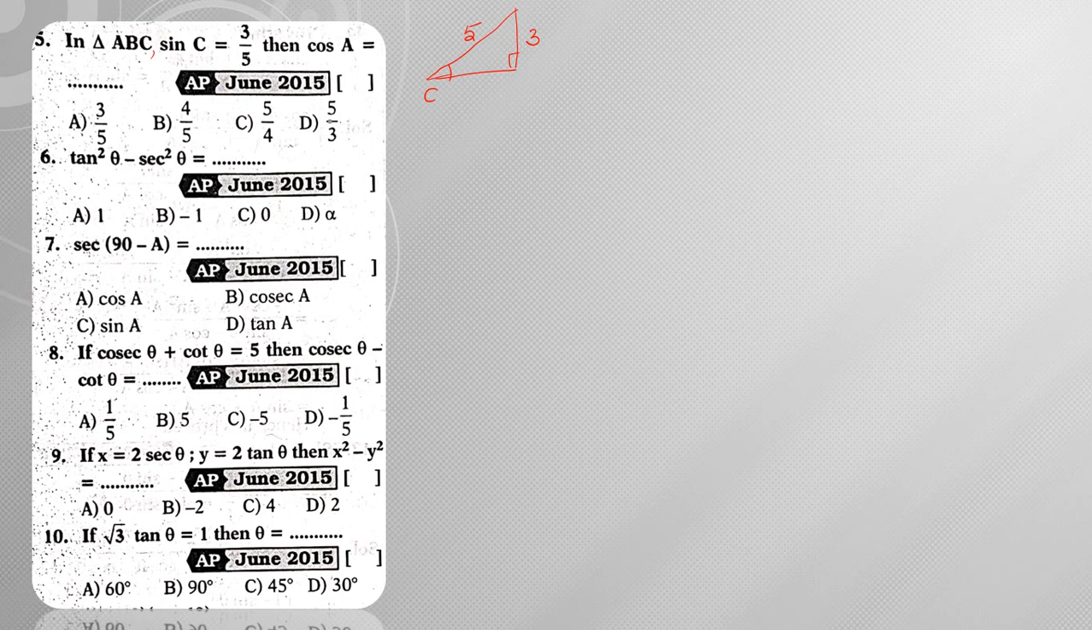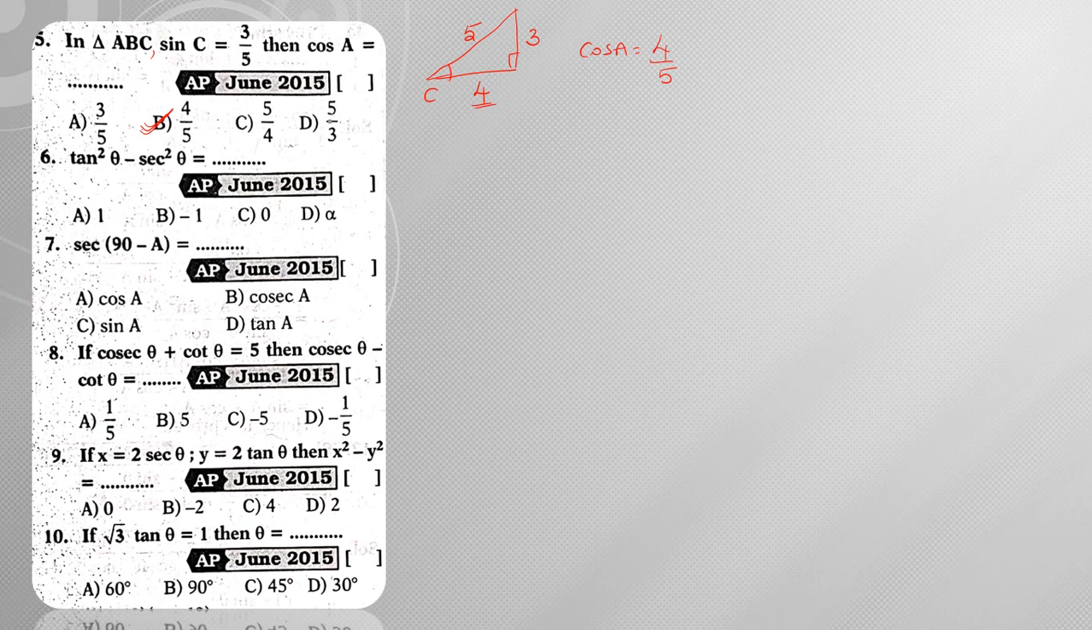By using the concept of Pythagoras theorem, this is following the 3, 4, 5 Pythagorean triplet, right? So from this, cos A is nothing but adjacent by hypotenuse. Here the adjacent is 4, so 4 divided by 5. Hence the answer is cos A is equal to 4 by 5.